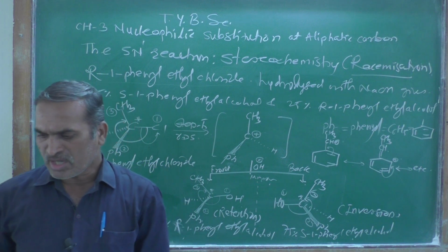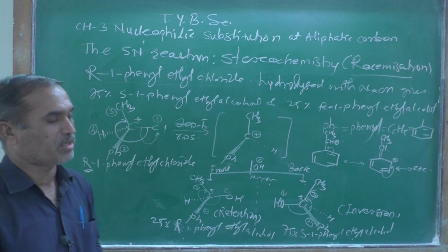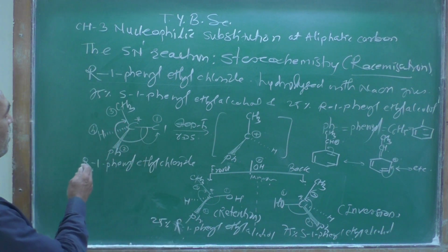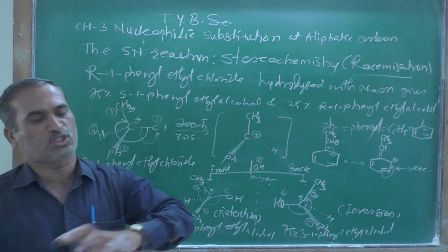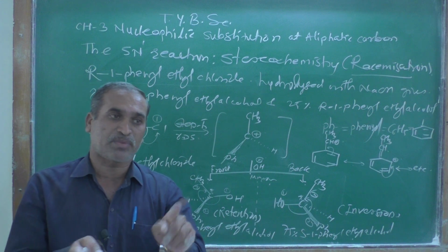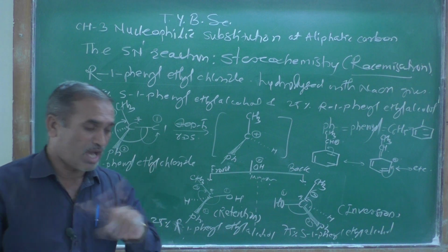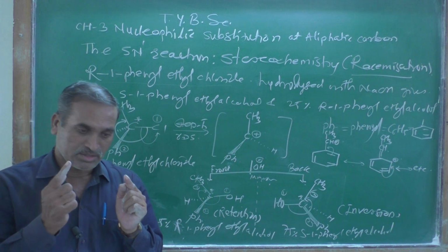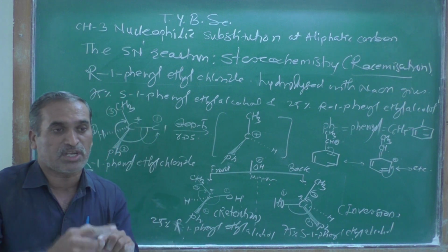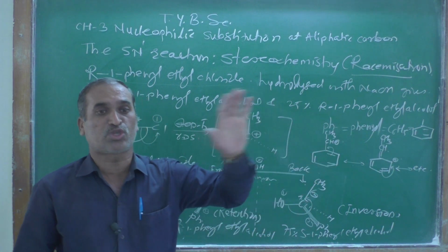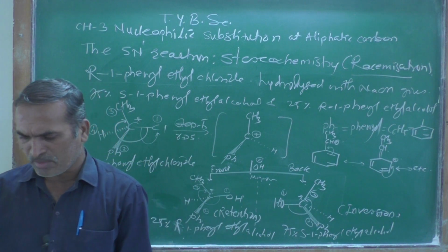Number one is the stability of the carbocation. As the stability of the carbocation goes on increasing, the percentage of racemization goes on increasing. That you have to remember. And suppose the stability of the carbocation goes on decreasing, then the percentage of inversion product goes on increasing. So that is about the stability of the carbocation.